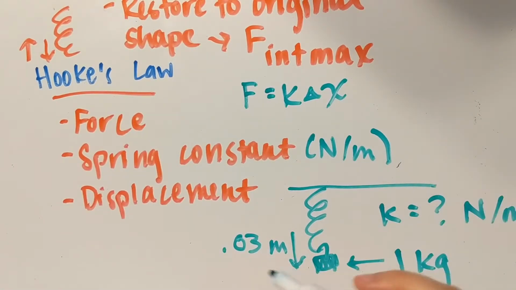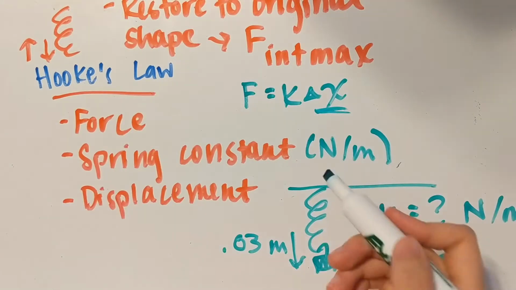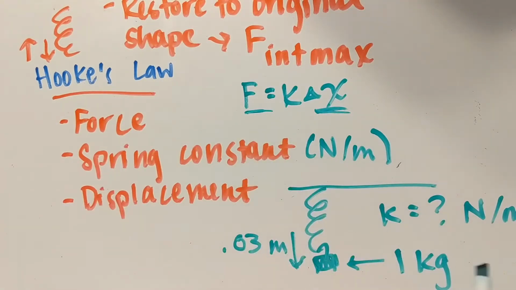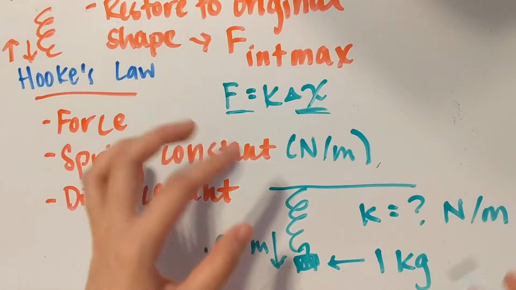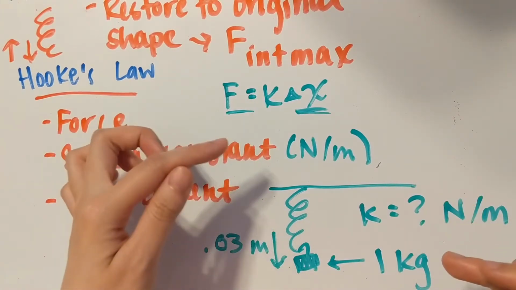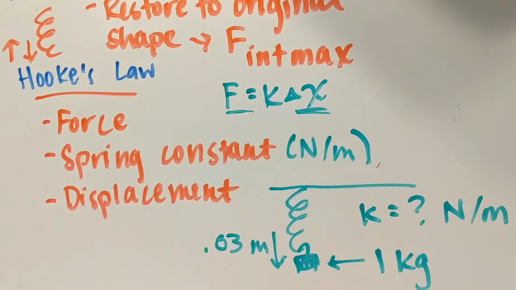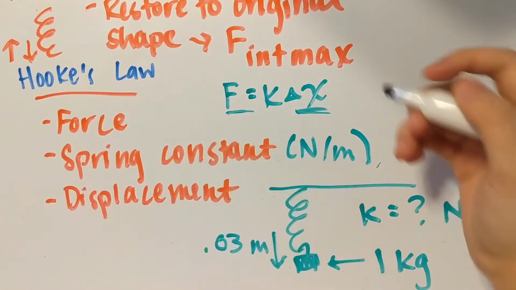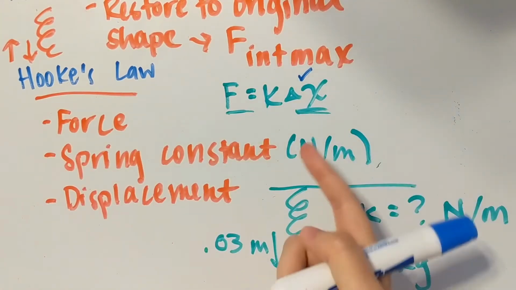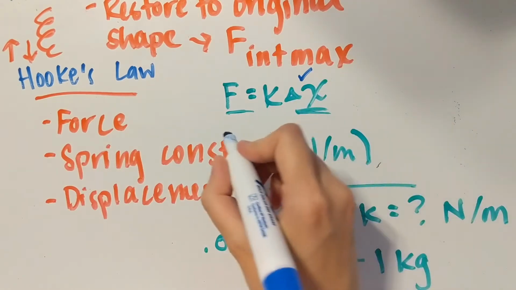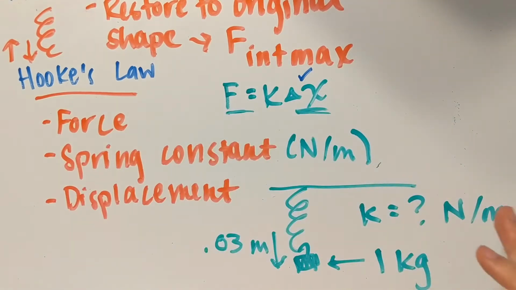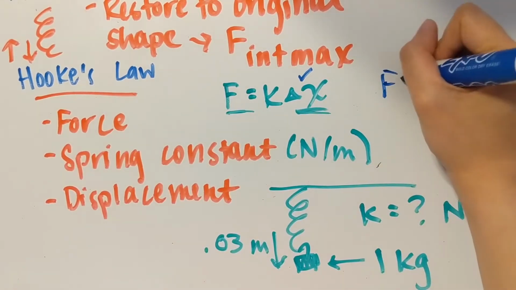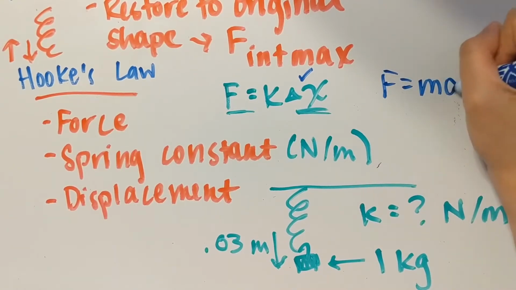But we do have to be careful because we are given the delta x, which is 0.03 meters, but we do not know the F, so we just have to find a way to substitute some other variables in for F in order to solve for k. So let's get into it, and since we already know what delta x is, we can just check that off. And now to find the force, we'll have to use Newton's second law, which states that force is equal to mass times acceleration.